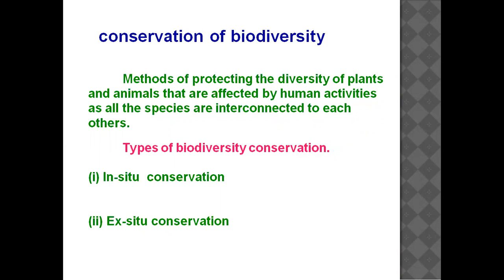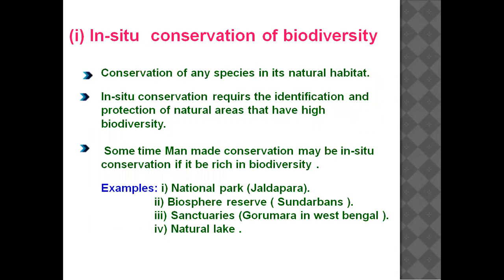One is in situ conservation and another is ex situ conservation. So let us know what is in situ conservation. In situ conservation means conservation of the species in their natural habitat. That means if we conserve the species in their own habitat, in their natural place where they exist naturally, that is known as in situ conservation. It requires the identification and protection of natural areas that have high biodiversity.